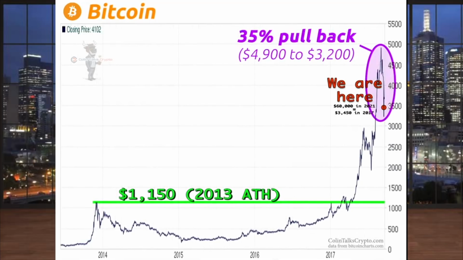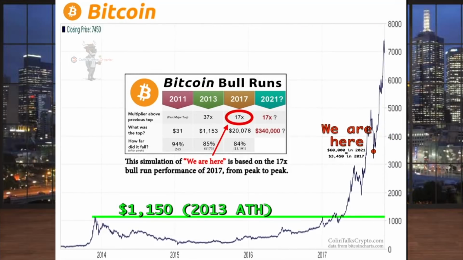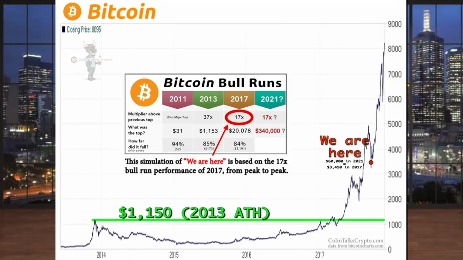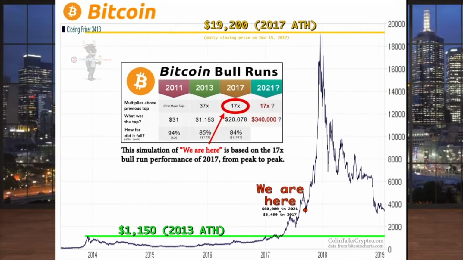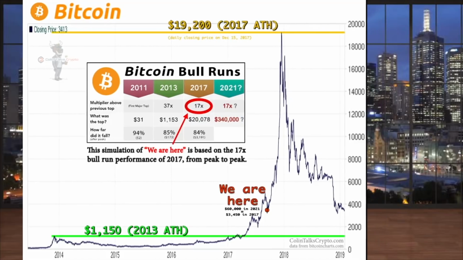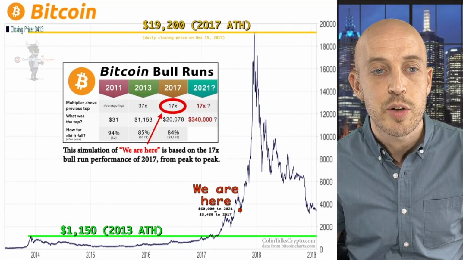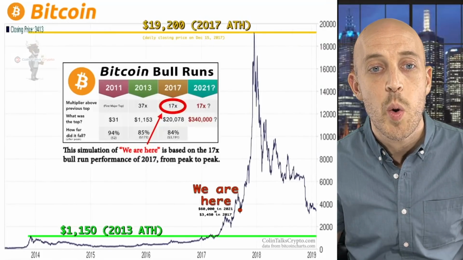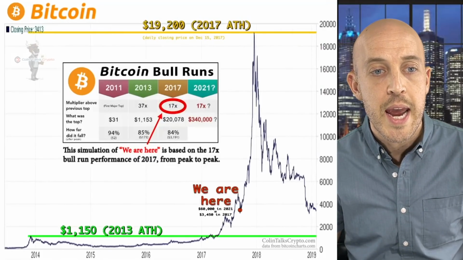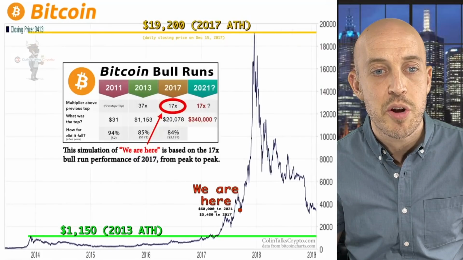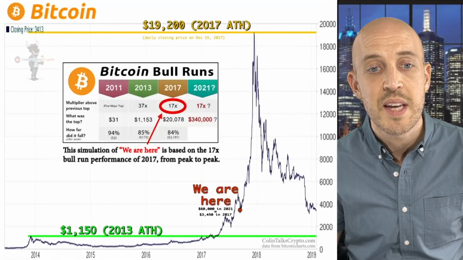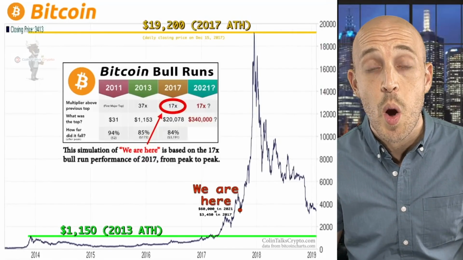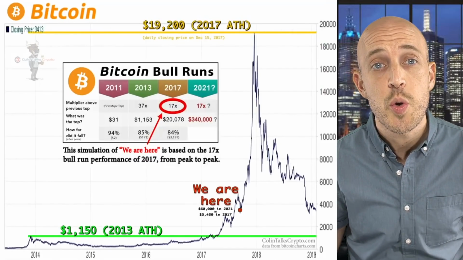So this is where we would be today on the last bull run, indicated by this red dot here. Now, as you can see, I've added a little chart here. This is the historical Bitcoin bull run's growth. And you can see that from 2011 to 2013, we had a 37x multiplier. From 2013 to 2017, we had a 17x multiplier from peak to peak. And from 2017 to the current bull run, we don't know exactly what the multiplier will be. And so there's two ways I modeled this.